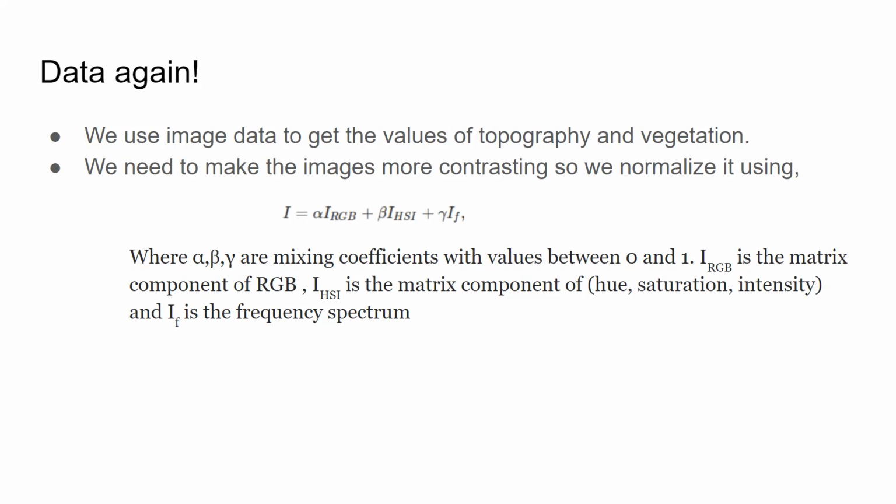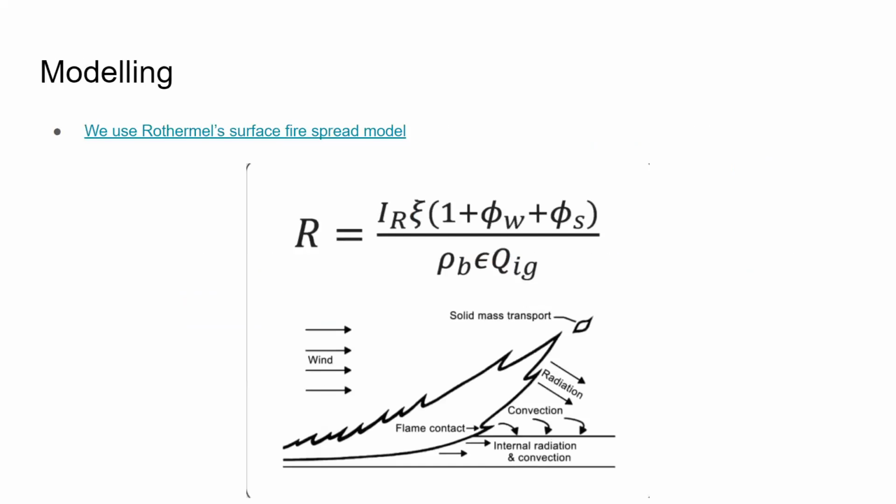I_RGB is a matrix component for RGB images or the RGB spectrum. I_HSI is the matrix component for hue, saturation, and intensity. Hue is basically the color scheme or the color window of the image. Saturation is how much the color is represented, and intensity is how significant that color is, and they are represented in that equation as they are.